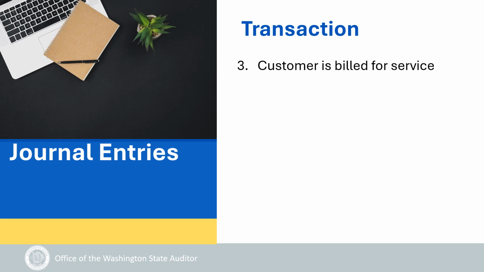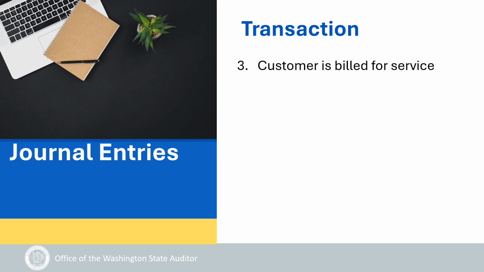This time, the customer is billed for service. We performed a service and earned the revenue, but we haven't been paid yet. Remember, under accrual accounting, we recognize the revenue when it is earned, even if we have not received the cash yet. That means we will increase revenue, which we know is a credit. But what do we debit this time?